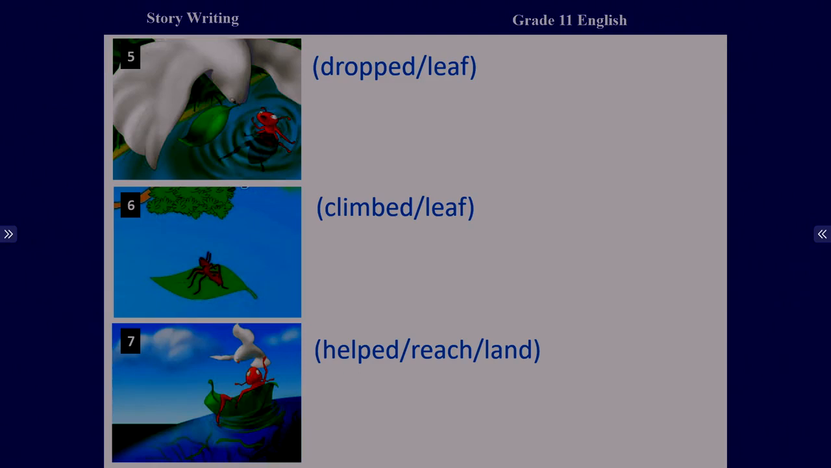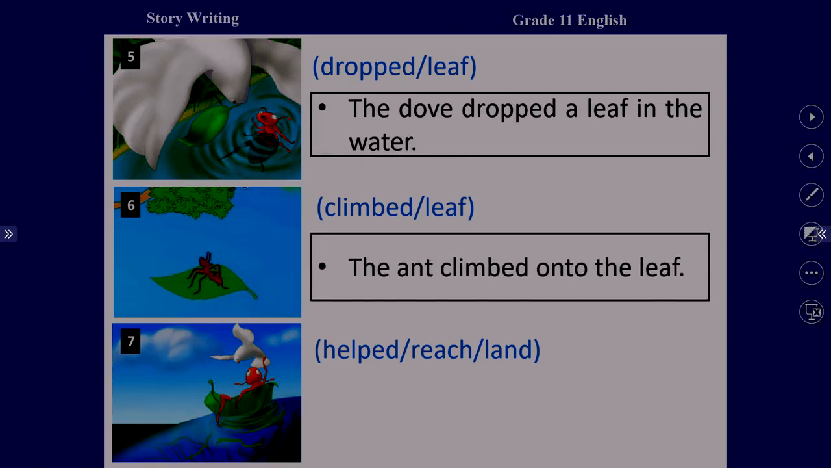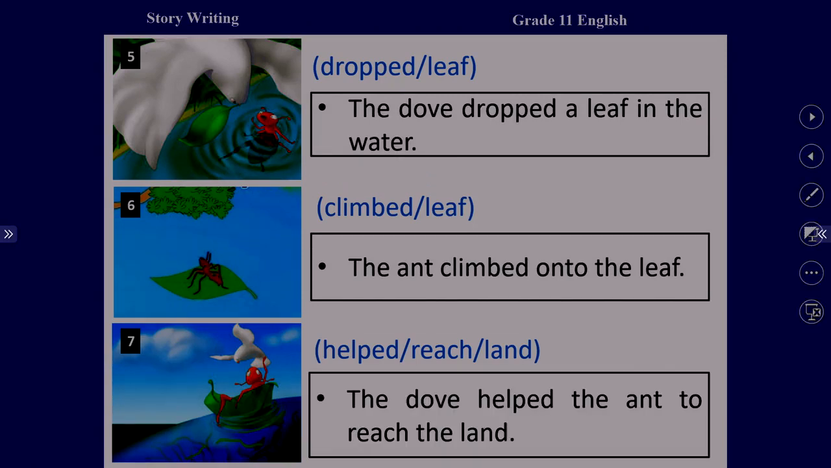These are my sentences. The dove dropped a leaf in the water. The ant climbed onto the leaf. The dove helped the ant to reach the land. Next you can see the other pictures also.